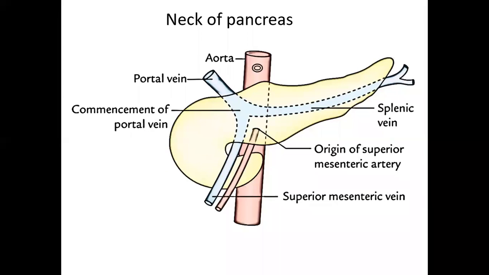Now we talk about the relations of the neck of the pancreas. The anterior surface is related to the pylorus. Posterior surface is related to the commencement of the portal vein. The upper border is related to the first part of the duodenum and the lower border is related to the root of the transverse mesocolon.